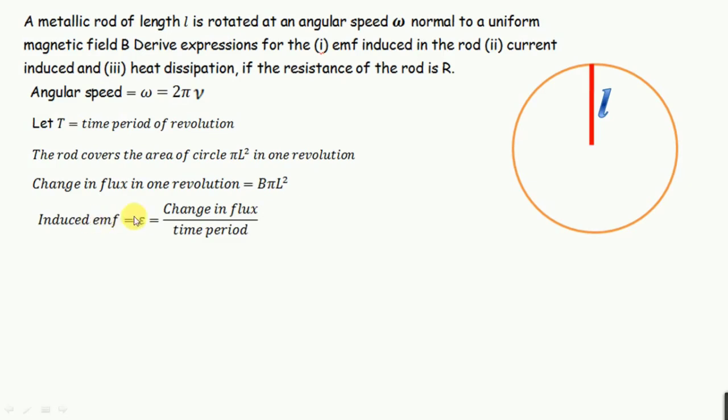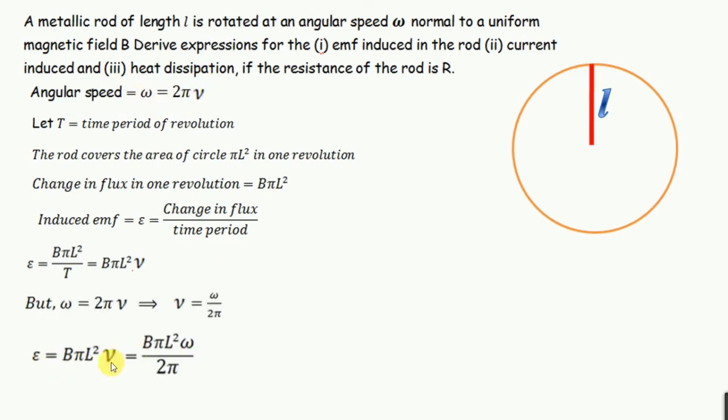And we know induced EMF is given by change in flux by time period. So change in flux is magnetic field into change in area, that is pi L square, by time period T. And we know 1 by time period is frequency. So instead of 1 by time period I can write frequency. Now we can put the value of frequency here, frequency is equal to omega by 2 pi. So using this we have got the expression. This is the EMF produced in a rod which is revolving from one point.